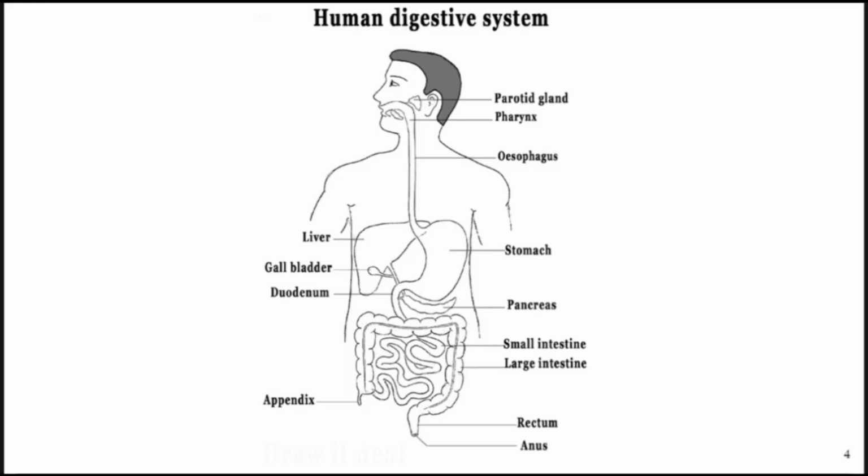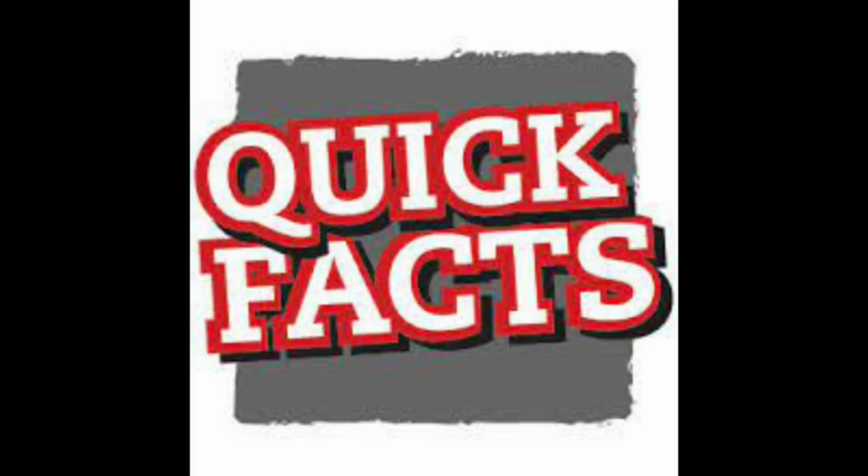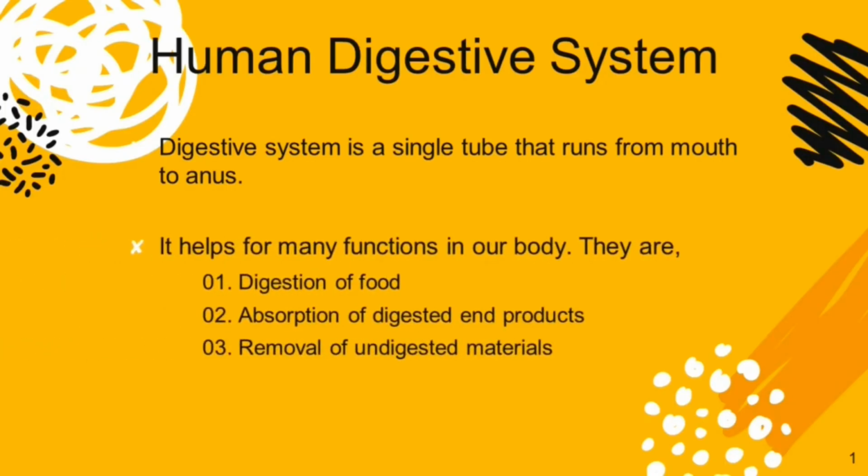Here you can see the diagram of the human digestive system. But before talking about this structure, there are some facts that need to be considered. Okay, let's discuss them one by one. The human digestive system is a single tube that runs from mouth to anus, and it helps with many functions in our body. They are number 1, food digestion, number 2, absorption of digested end products, and number 3, removal of undigested materials. Those are the functions of our digestive system.